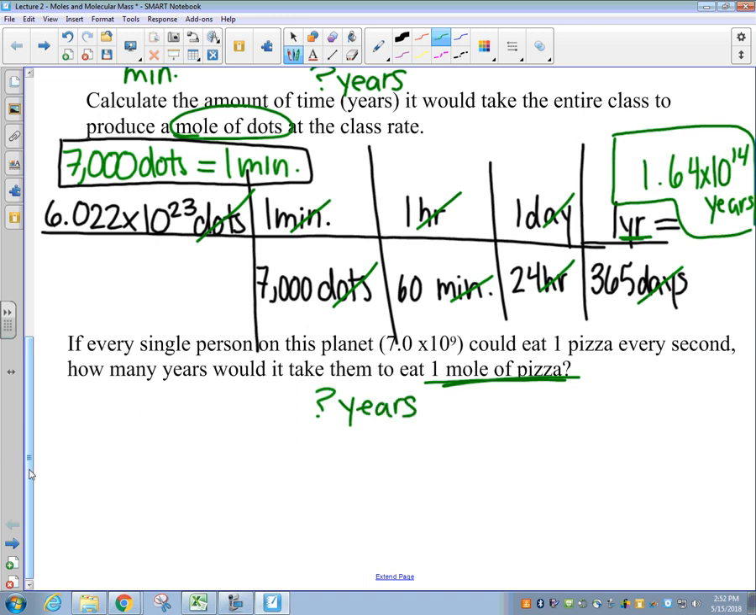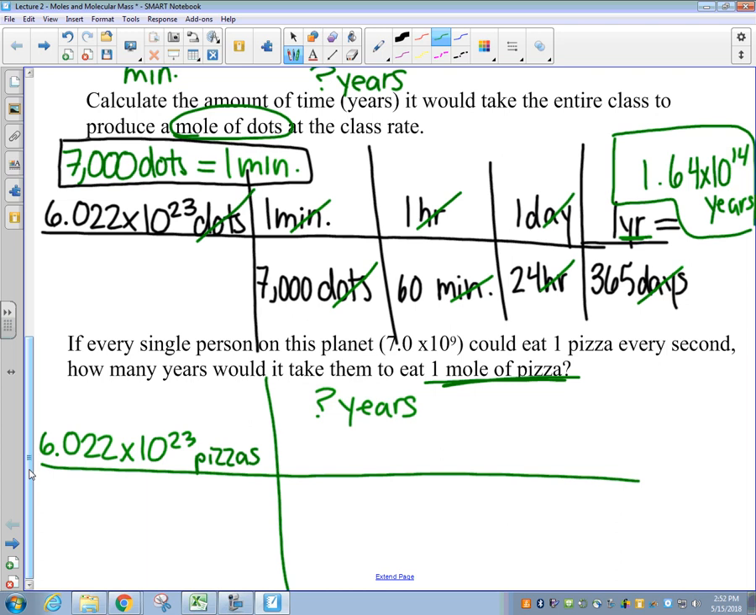So we're going to start with our value of 1 mole, which is always 6.022 times 10 to the 23rd. So this is moles of pizza. Or I don't even need to write moles, I'll just write pizzas. And then what we're going to do is we know that the rate that we eat pizza is that we can eat 1 pizza every 1 second. That just sounds painful. So we've got 1 pizza per second.